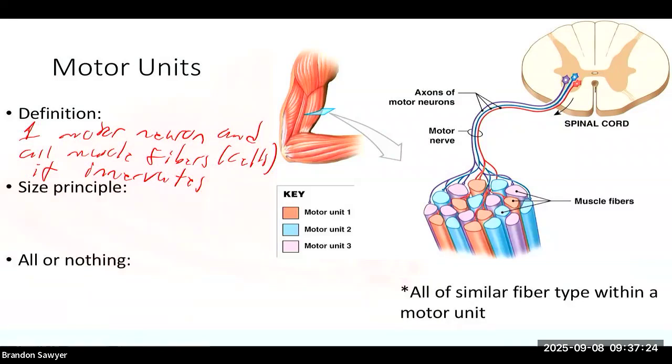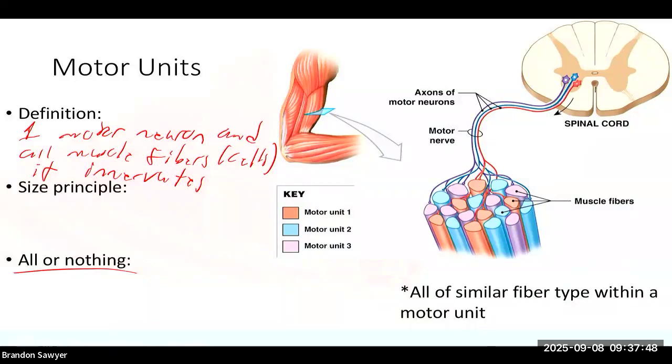One thing with this is all of the muscle cells are going to contract at the same time within that motor unit. So that's what this all or nothing is: when we send action potentials down motor unit number 1, all of the cells connected to motor unit 1 have to contract. We can't just pick and choose ones within it. We're just sending the action potential down those. So that's the all or nothing phenomenon.